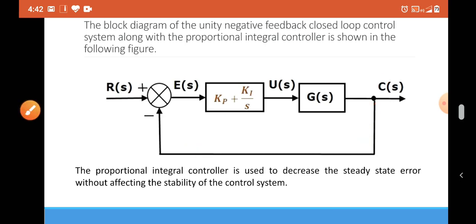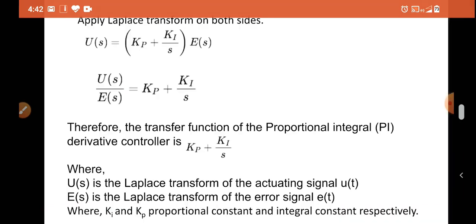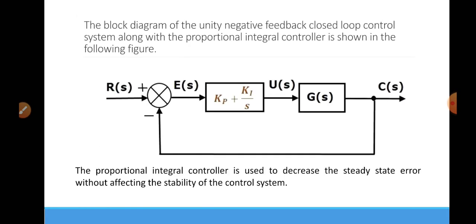Now remember that the proportional integral controller is used to decrease the steady state error without affecting the stability of the control system. So it does not affect the stability of the control system. Remember that. Most of the time this PI type of controller, the combination of proportional and integral controller, is used in industry, and it is used for this specific reason: it decreases the steady state error without affecting the stability of the control system.